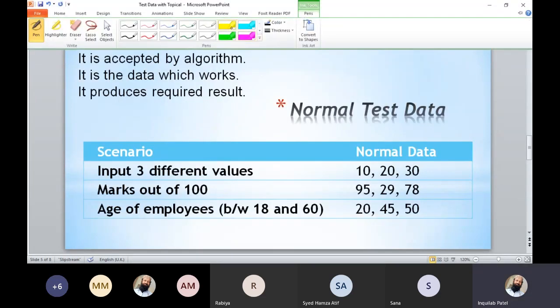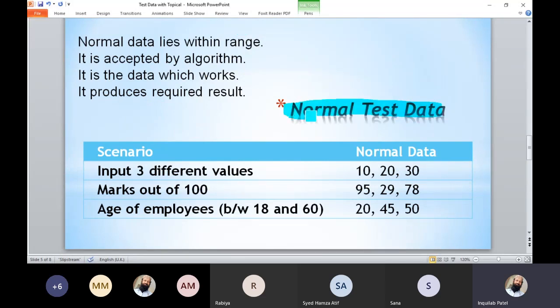Normal data: we say a data is considered normal if it lies within the range, it is accepted by the algorithm, and it works. When we give this data, the algorithm performs some action and produces the required result. If you are asked to calculate an average, and you enter some data and on the basis of that data an algorithm produces an average, we say that this is normal test data.